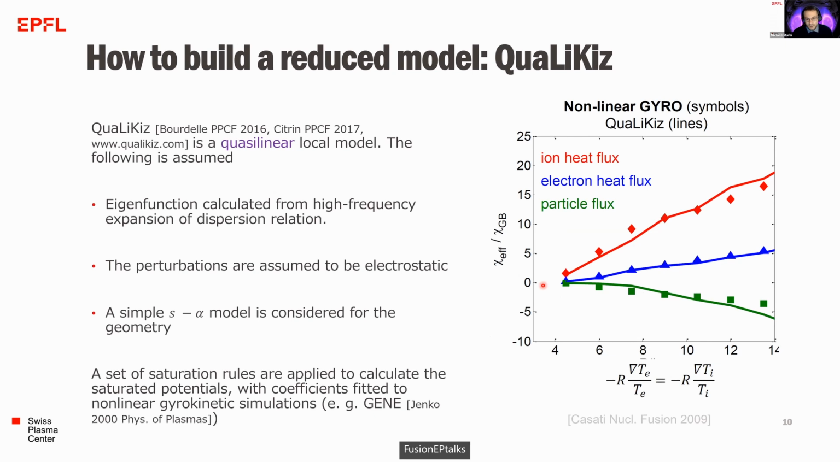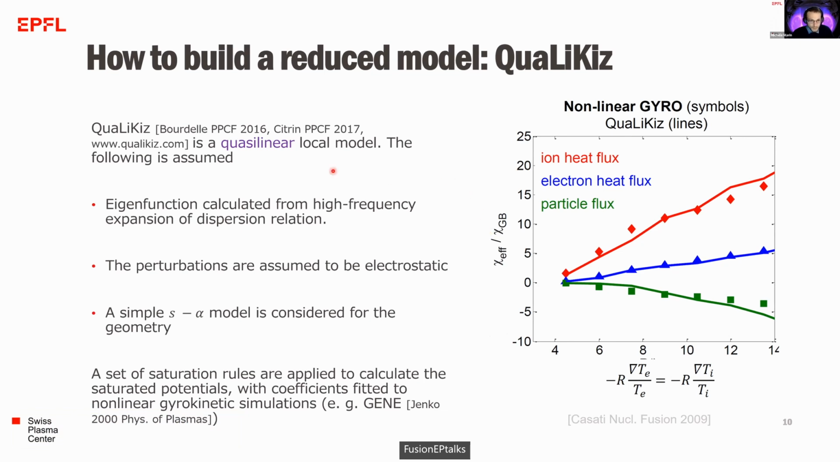And the idea of building this reduced model is you use the large, more complete codes, you run them, and you try to understand what is really important, and what is ignorable, or where you can make assumptions to ease the problem. So here are some of the assumptions that are made in QuaLiKiz.